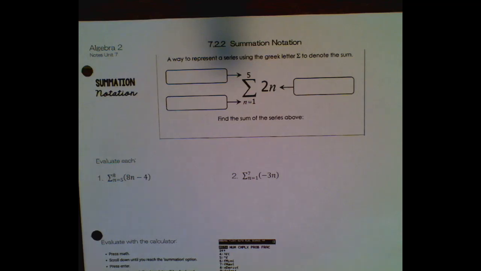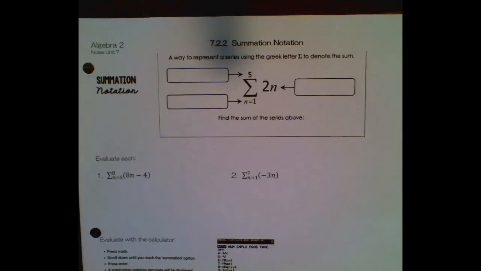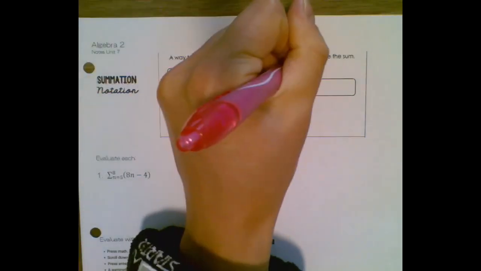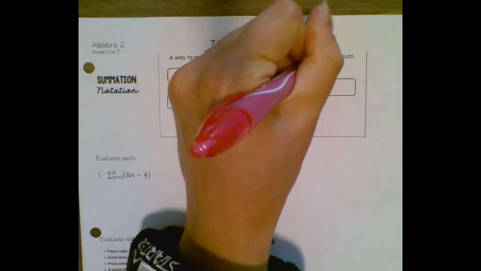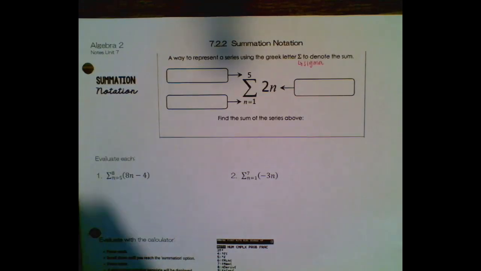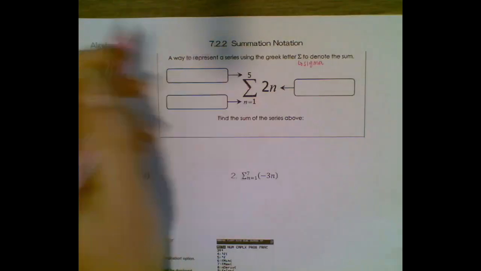In today's lesson, we are going to talk about summation notation. Summation notation is a way to represent a series using the Greek letter sigma to denote the sum. Okay, you say this is sigma. So it's this little guy right here.